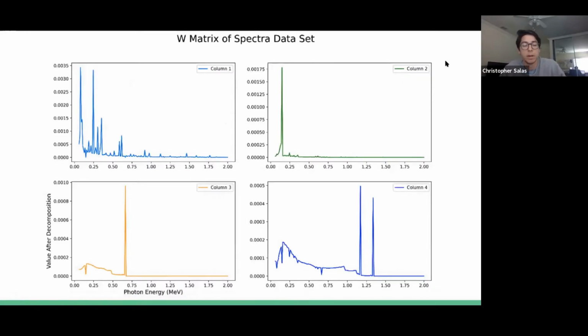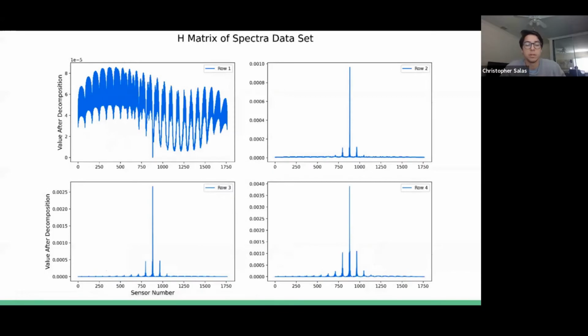So here we take a look at those 4 features by graphing the individual columns of W. In the first column, again, we see the dominant background radiation, but columns 2, 3, and 4 gave us clear discernible peaks for Tech-99, cesium, and cobalt.